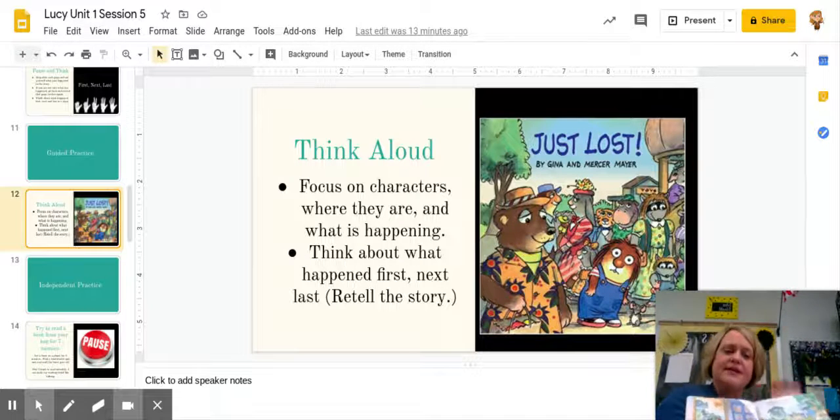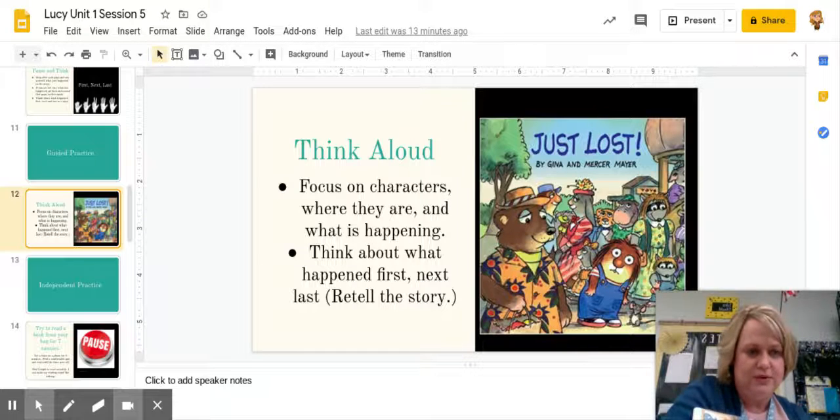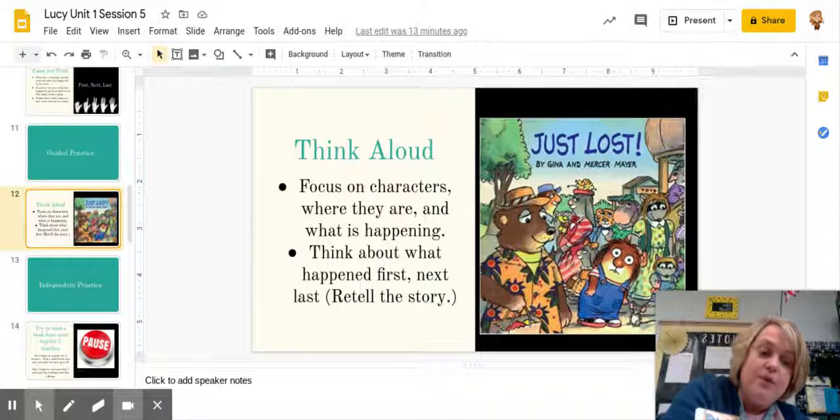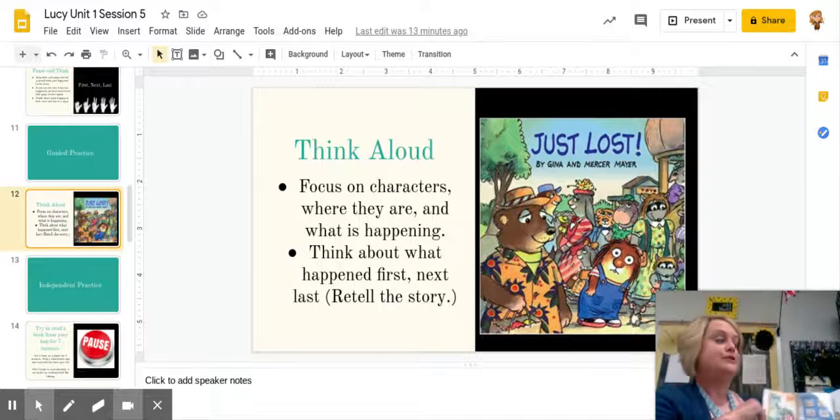So if I pause and I think to myself, what happened after little critter went into the store? What happened when he told the lady that his mom was lost? After that, she called the security guard. The security guard came and said, "Hey, why don't you go with me to the office and hang out with me until we find out where your mom is?" So that's where we are right now in our story.